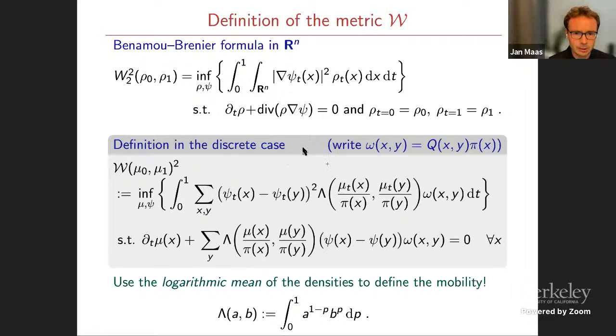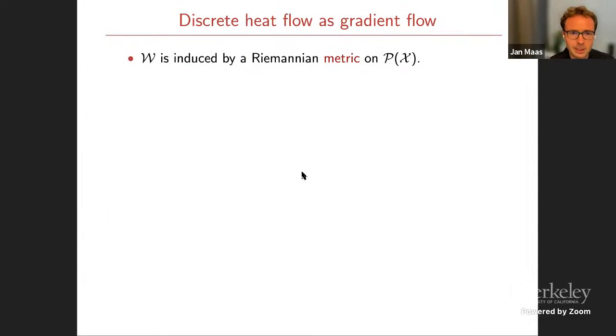Okay, so you see that there's a natural analog of Benamou-Brenier, but you have some additional freedom in the discrete world because you can play around with this mean. Okay, so what can we say about this metric? Well, the good news is that it actually behaves much better than this W2 distance, because this is a distance which is induced by a Riemannian metric on the space of probability measures. So this is a Riemannian distance.